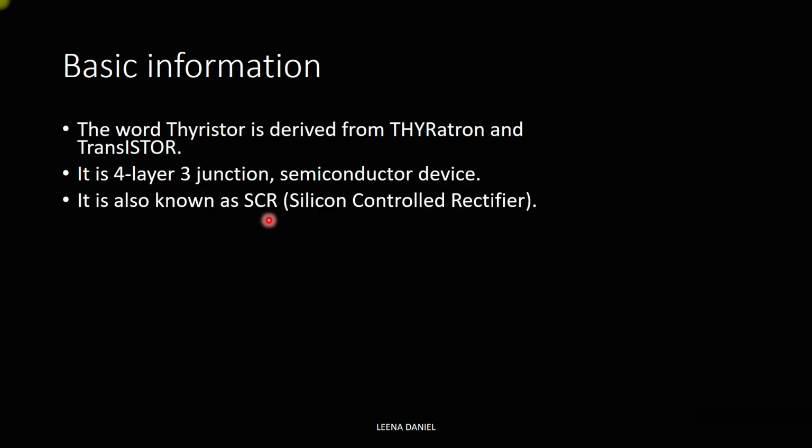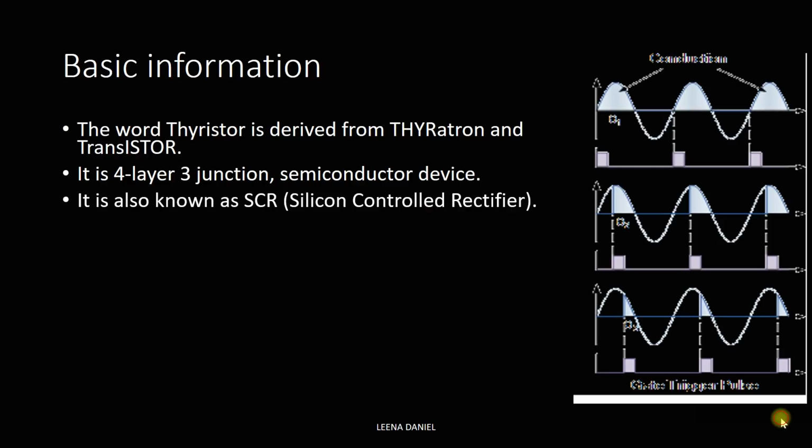So what is the meaning of silicon controlled rectifier? Silicon means the thyristor or SCR is made up of silicon material. It is a controlled rectifier. It is a rectifier which converts the AC into DC, and it provides controlled rectification.